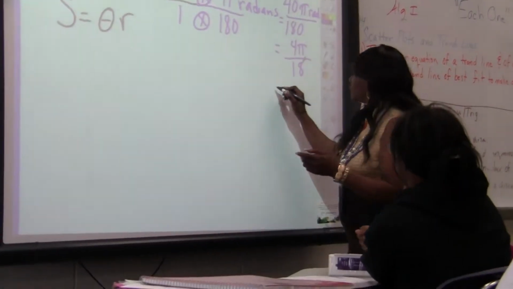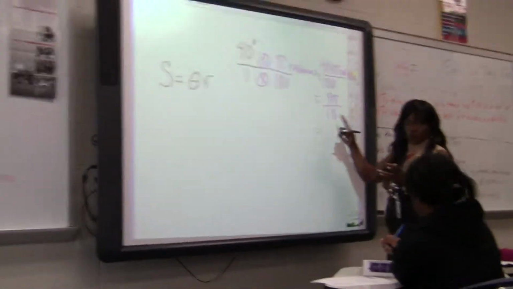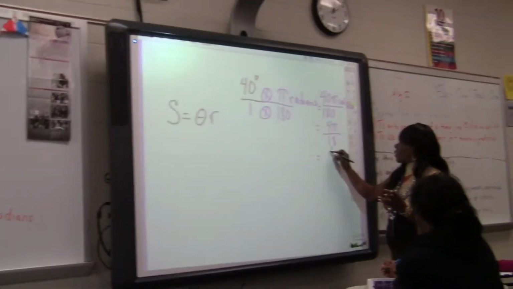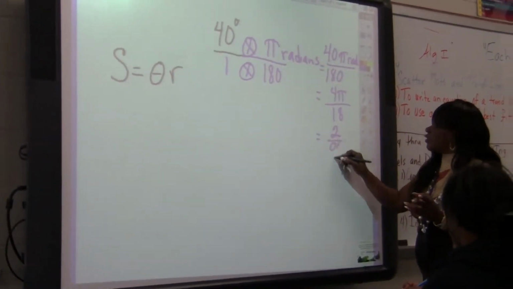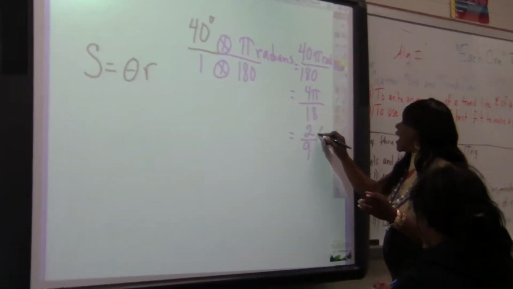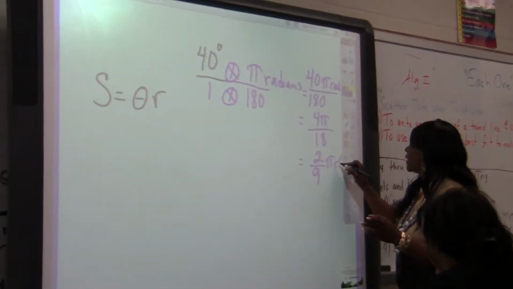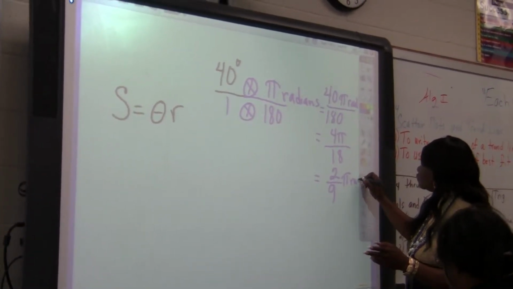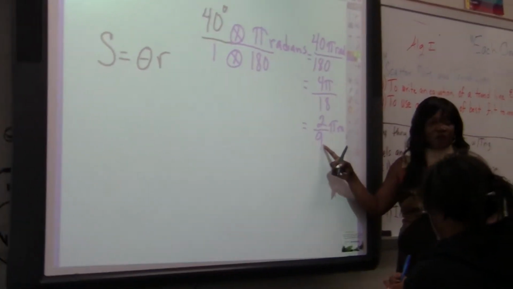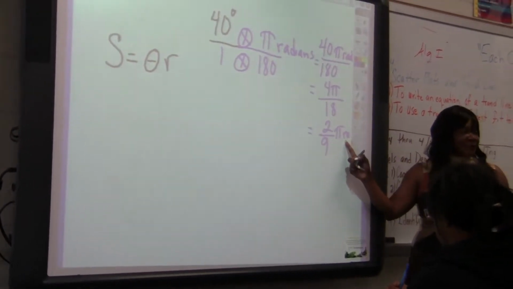Can I look at reducing some more? Yes, I can. So what do I need to use? 2. 2 into 4 went how many times? And 2 into 18? So that means we have 2 over 9 pi radians. Okay, let me do a little abbreviation here. So we have 2 over 9 pi radians.